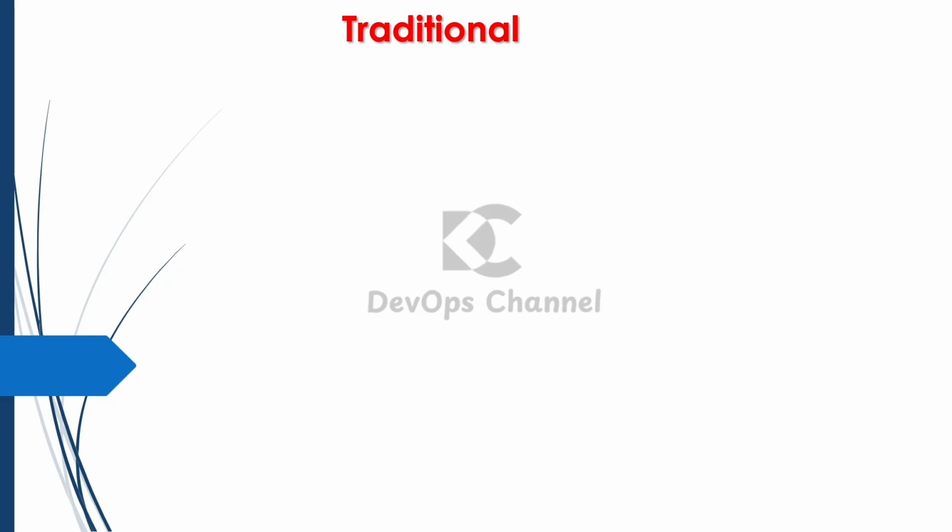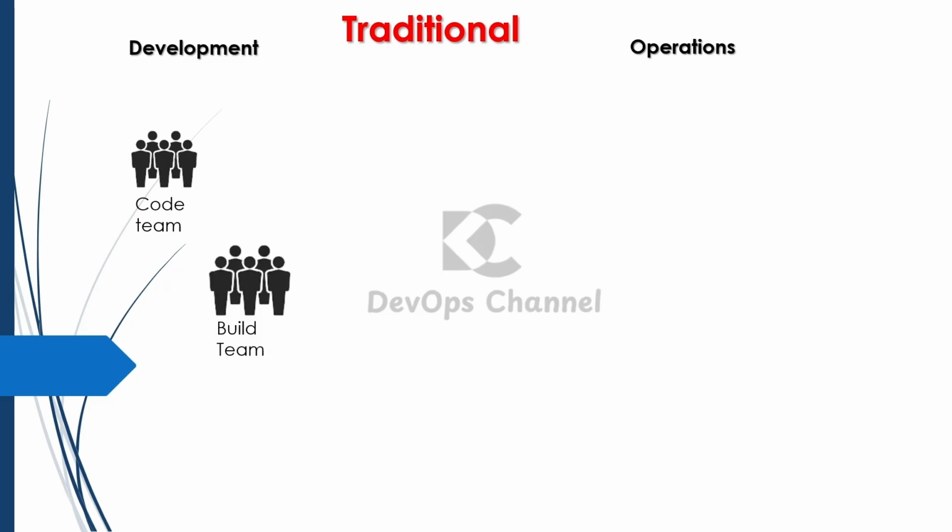So how it works, so earlier there were two teams, development and operations. In development there will be different kinds of teams, so suppose there is a code team, then there is a build team, and there is a test team, right? They are working on their own and there is no communication between them. They are providing just here and there their code, their result, and then it will be deployed.